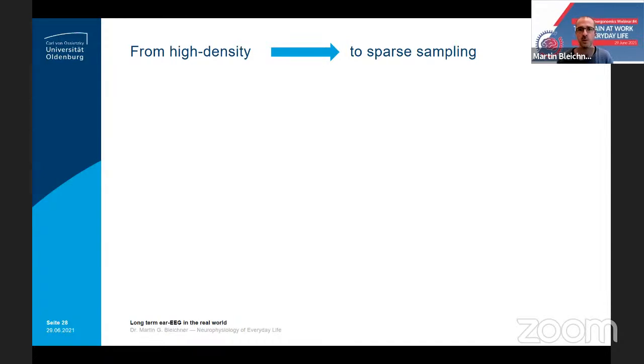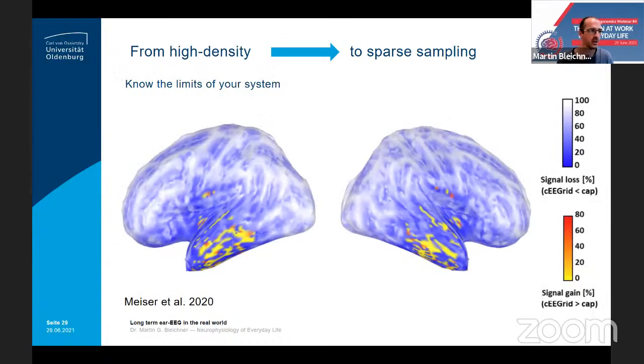We should place only the sensors that are necessary. And for this, we need to know where to place the sensors optimally for the brain signals we are interested in, and we have to know the limits of our system. What can and can't we expect to record with a given sensor configuration? For example, we have used a forward modeling approach, a simulation, to estimate to which part of the cortex we are sensitive with ear EEG compared to a full cap.